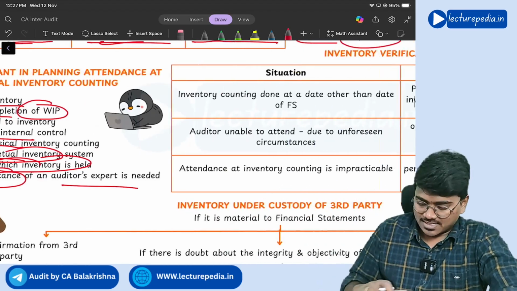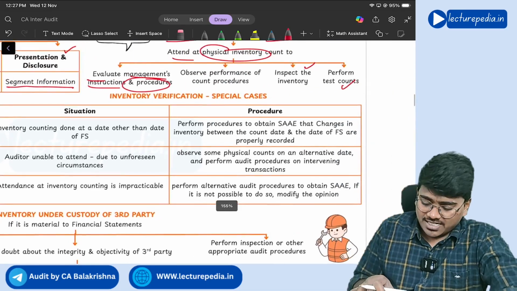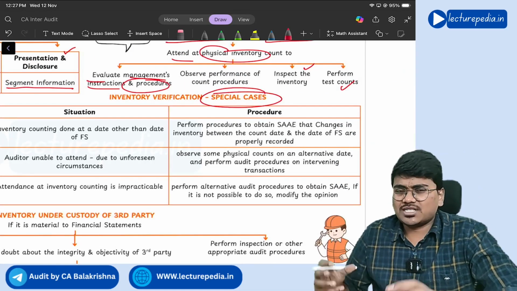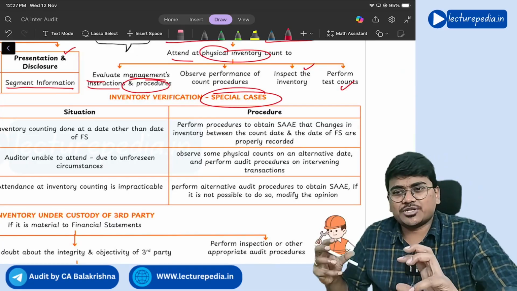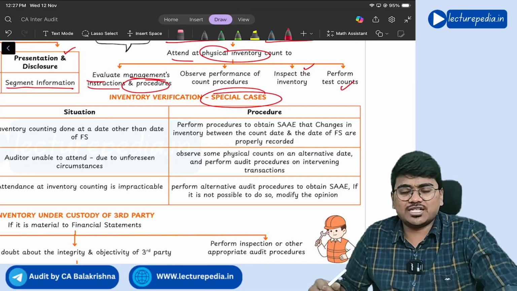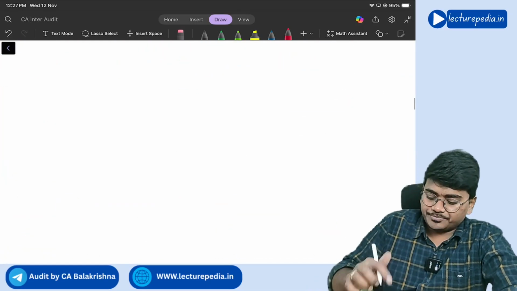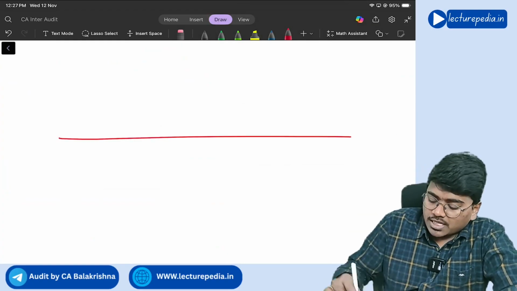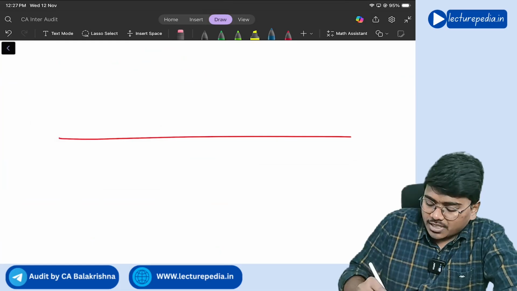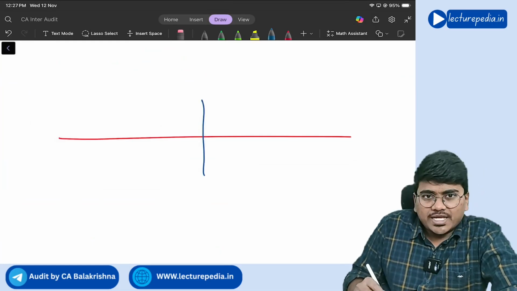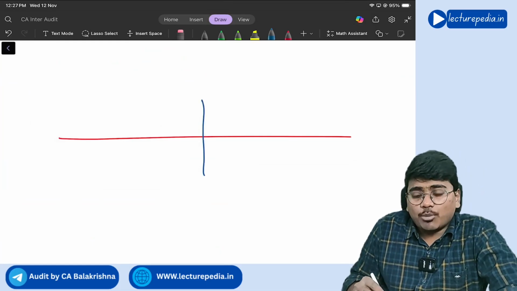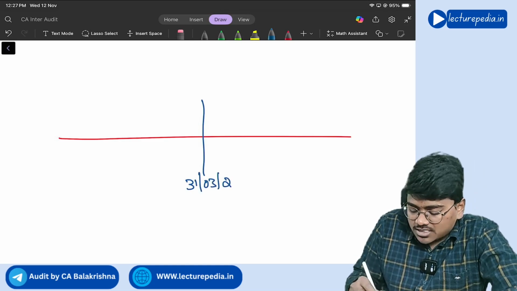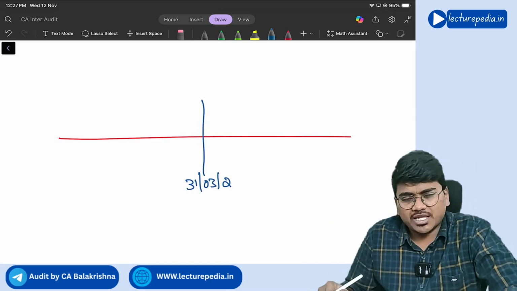Got it? Yes. Next, inventory verification, certain special cases. Certain special scenarios with respect to inventory verification we will see. So I'll explain it directly here. Inventory verification, generally you need audit evidence about inventory that is present as on 31st March of so and so year. Correct or not?